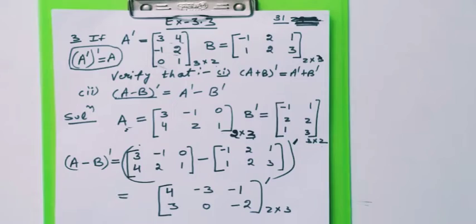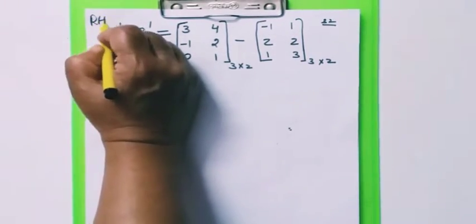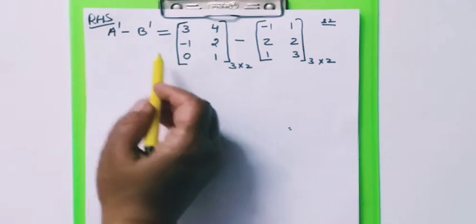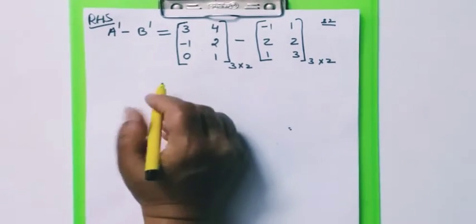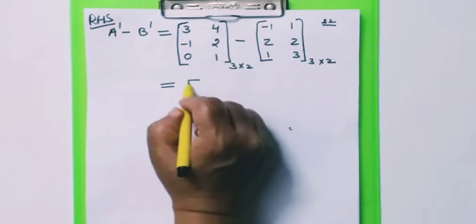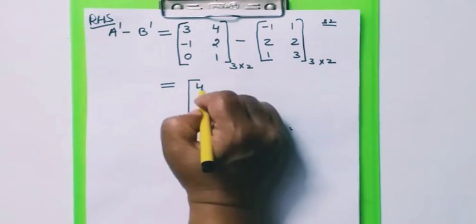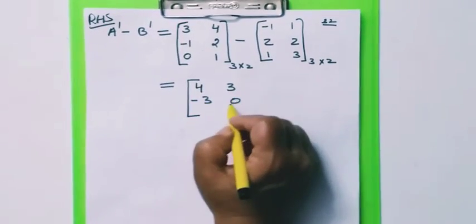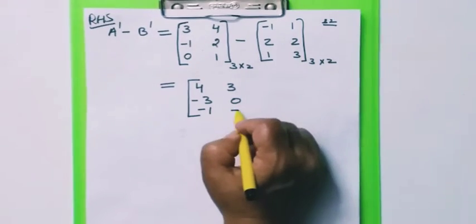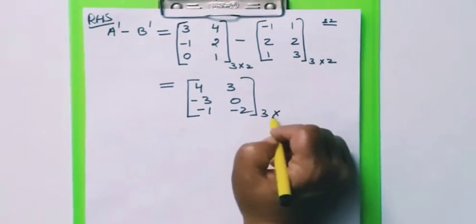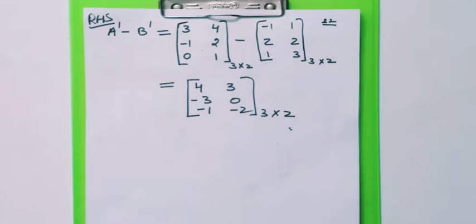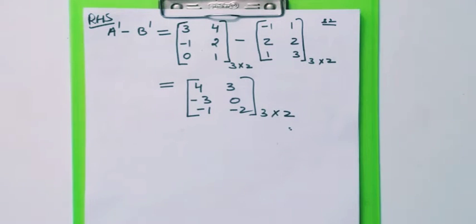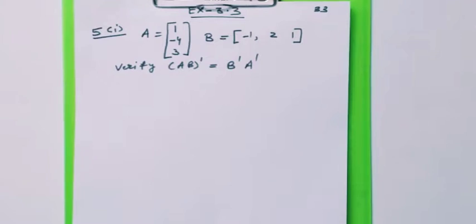Now we calculate the RHS. The right hand side says we have to calculate A transpose minus B transpose. So I have written the values of A transpose and B transpose, and I subtract them. So I get 3 plus 1 is 4, 4 minus 1 is 3, minus 1 minus 2 is minus 3, this is 0, this is minus 1, and this is minus 2, a 3 by 2 matrix. So now students, we can see that the left hand side was also this. So the left hand side and right hand side have become equal.